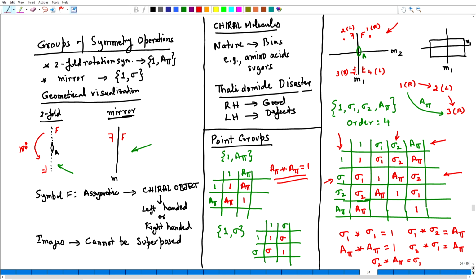Now, similarly, I can fill the rest, and this group multiplication table is complete. I will continue this discussion now in the next lecture.